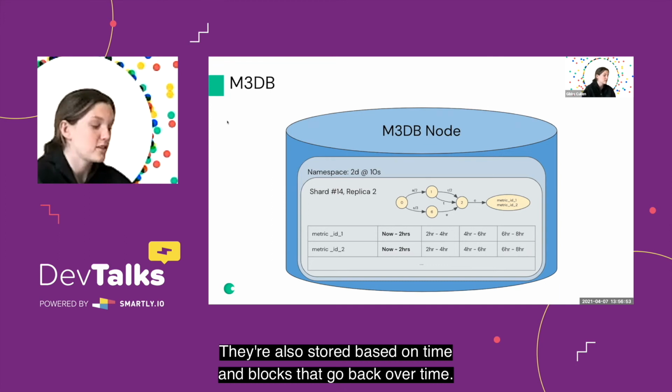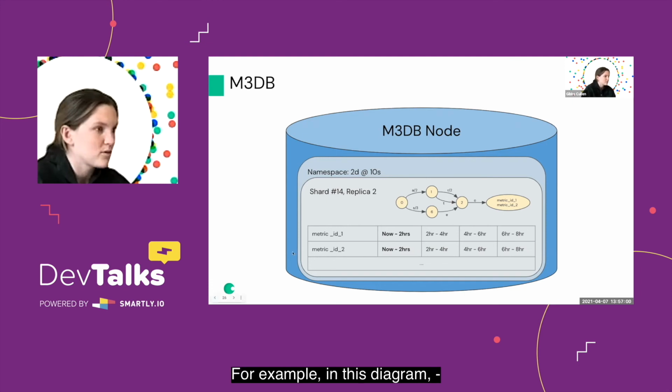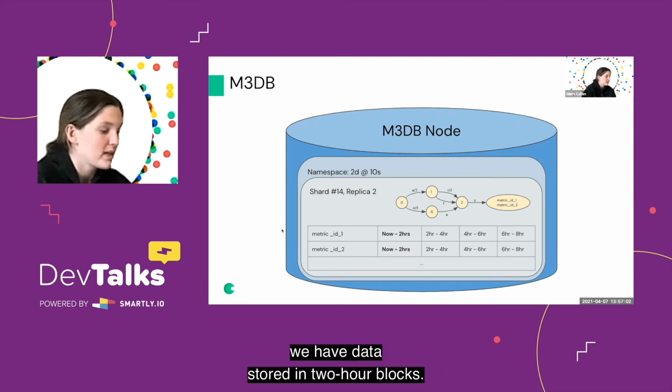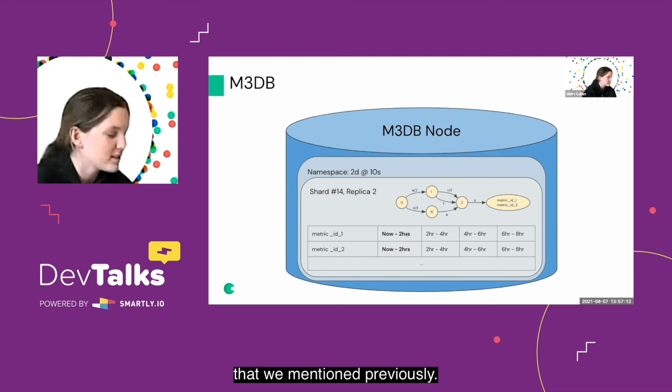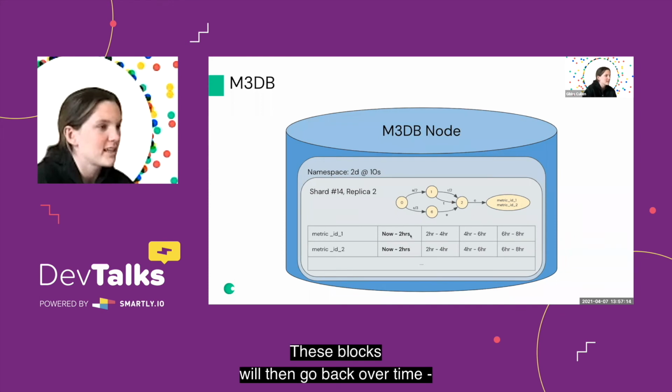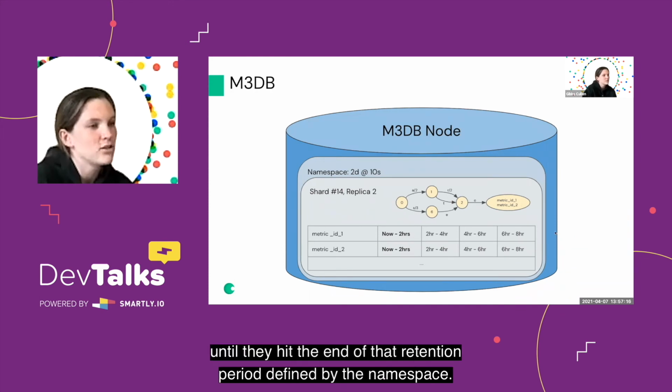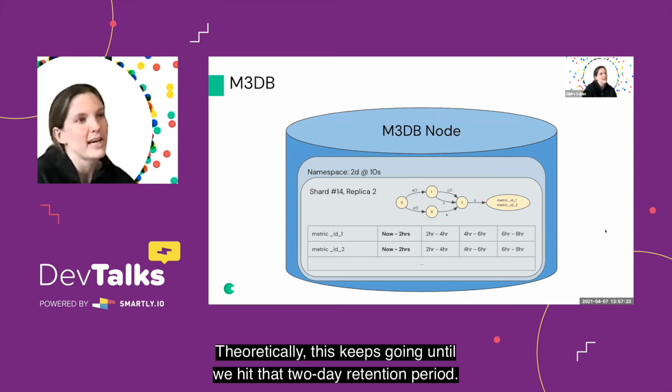And they're also stored based on time, in blocks that go back over time. So for example, in this diagram, we have data being stored in 2-hour blocks, which are compressed by the compression algorithm that we mentioned previously. These blocks will then go back over time until they hit the end of the retention period defined by the namespace. So theoretically, this would keep going out until we hit that 48-hour or 2-day retention period.